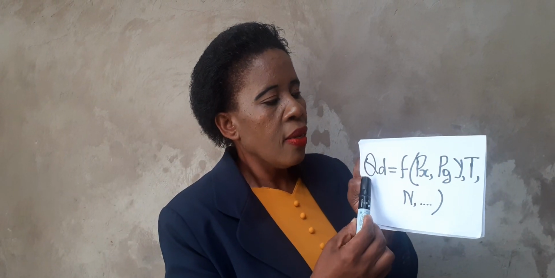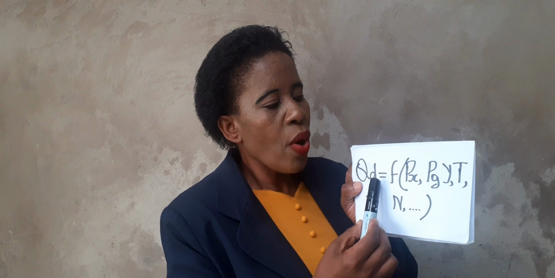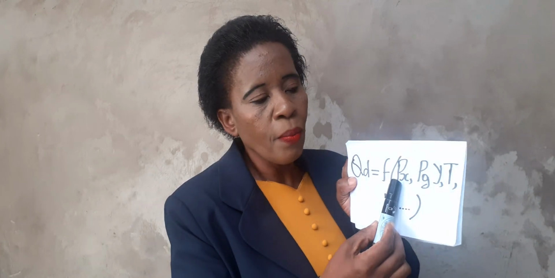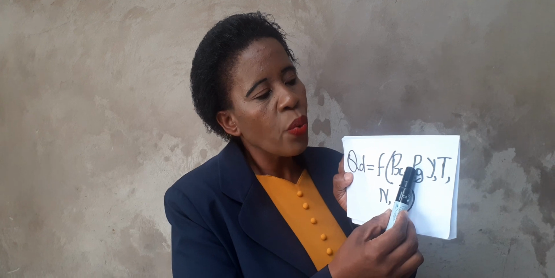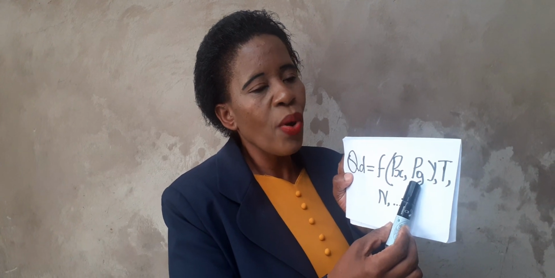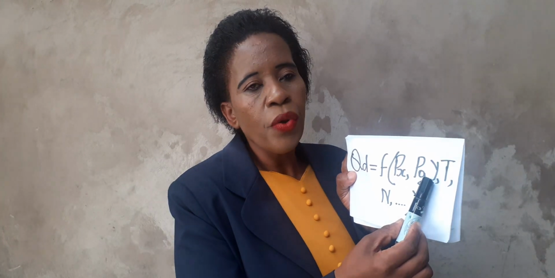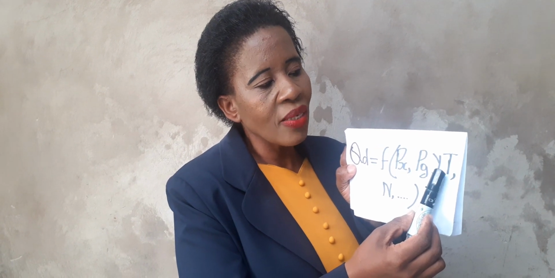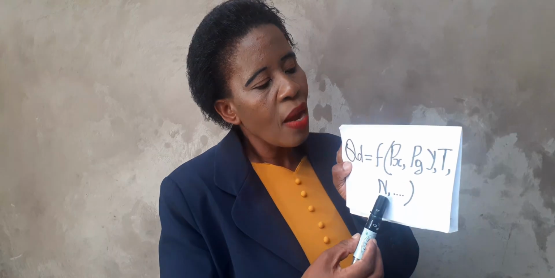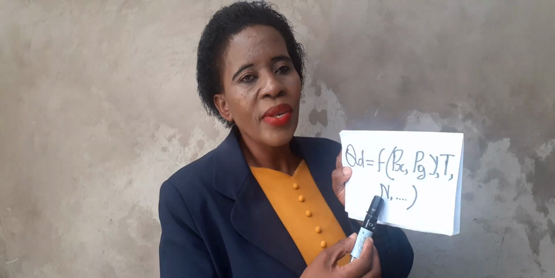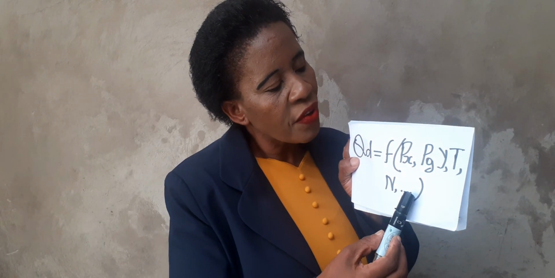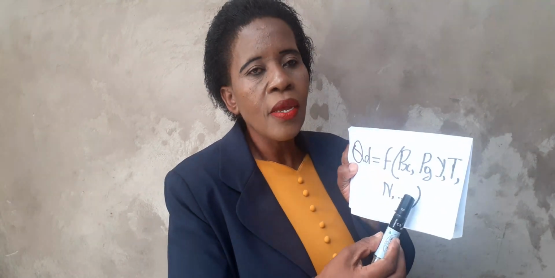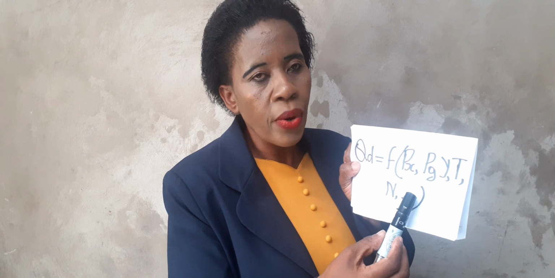Remember, I say the quantity demanded is equal to a function of the price of good X, which is capital letter P and a small letter x, the prices of alternative products, which is capital letter P and a small letter g, the income of consumers, which is capital letter Y, the tastes and preferences of consumers, which is capital letter T, the number of people in the household, which is capital letter N, and any other factor that may affect quantity demanded, ceteris paribus, meaning that all other things being equal.